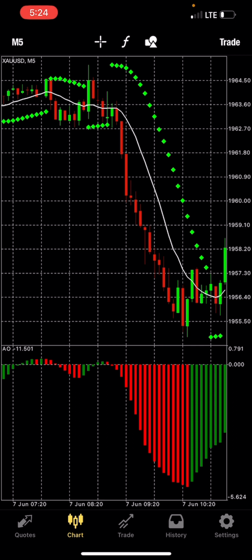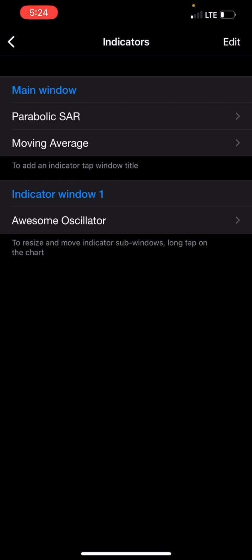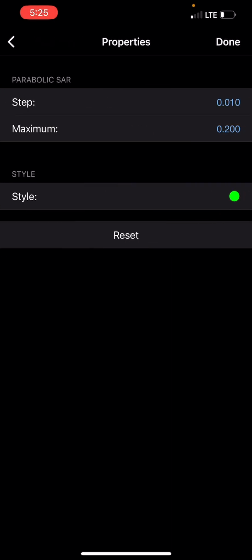Let me quickly show you guys the parameters I used. Just go to our indicators. We have the parabolic SAR, we're going to change it. We have the step at 0.010, and the maximum 0.20. Yeah, that's it.